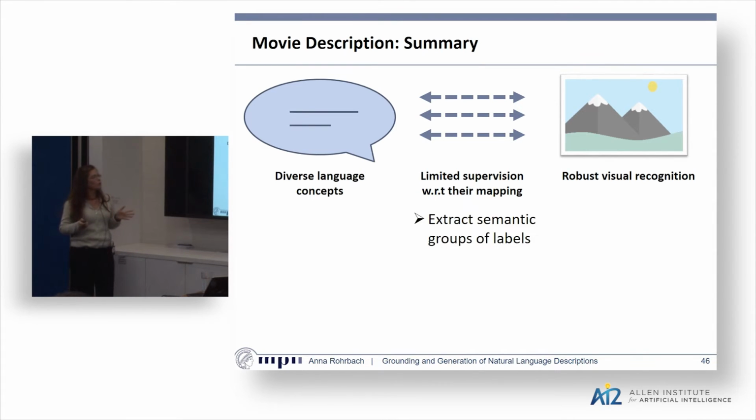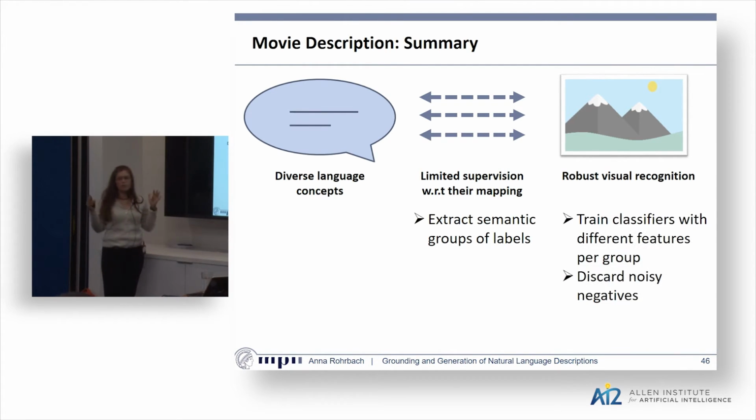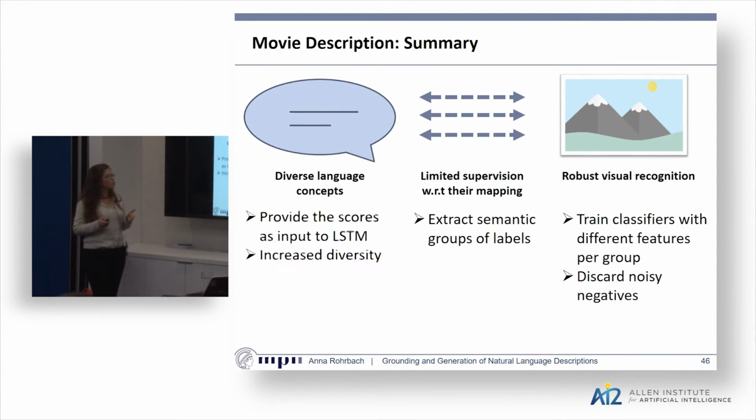So how do we address them? First of all, to address this limited knowledge about the mapping between the two, we use these semantic groups of labels to extract the most relevant information from the annotations that we have, and then we train the classifiers for these individual groups, and we make sure that we discard the noisy negatives. Then we provide the scores into the LSTMs, and we show that the diversity of the descriptions we are getting is better than from the prior work, which we attribute to these targeted classifiers that we have learned on the data. So if there are no questions to this part, I would move to the next part, to the grounding.